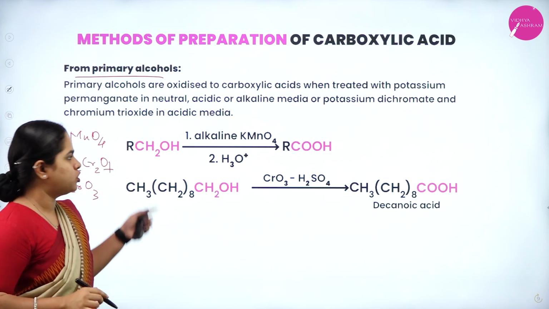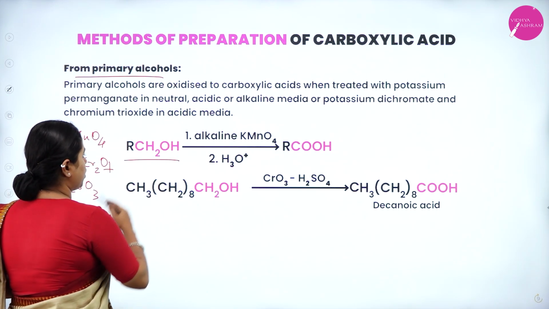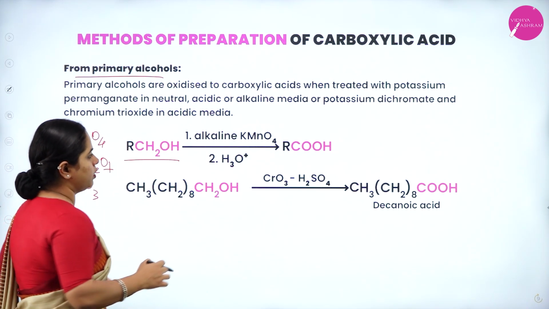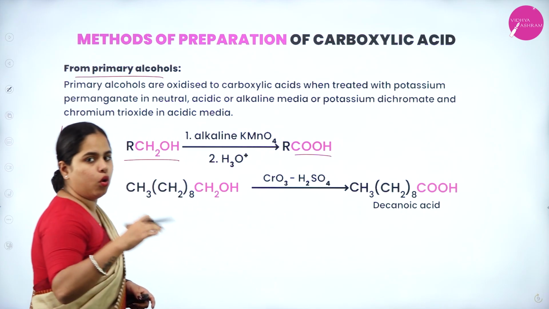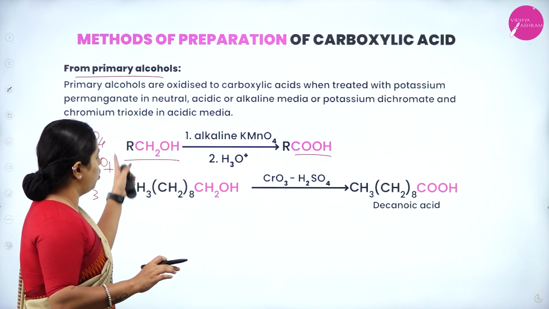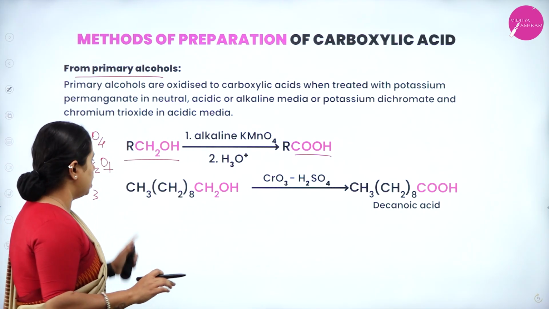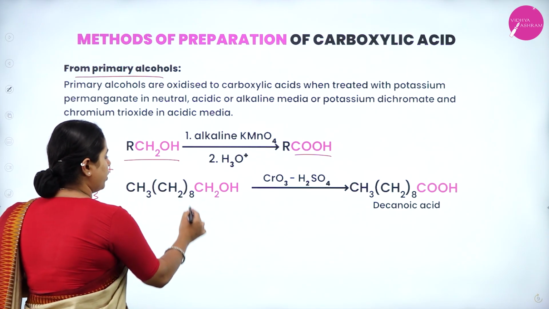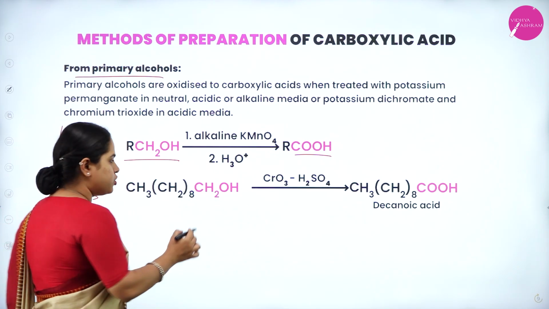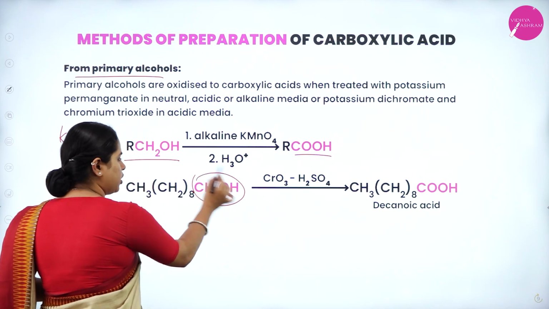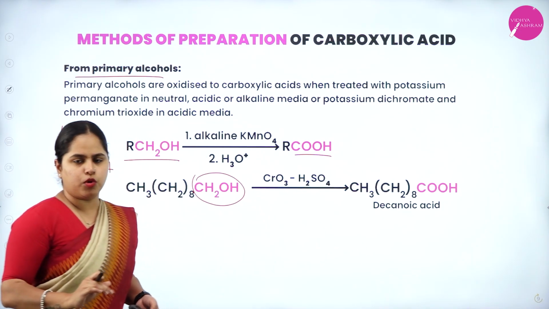Either of this you can use. So primary alcohol, this is a primary alcohol. CH2OH will be converted into COOH. Okay, CH2OH is converted into COOH. Now the next one is CH3, CH2 8 times CH2OH. So here also only the CH2OH alcohol part will convert into carboxylic acid part.